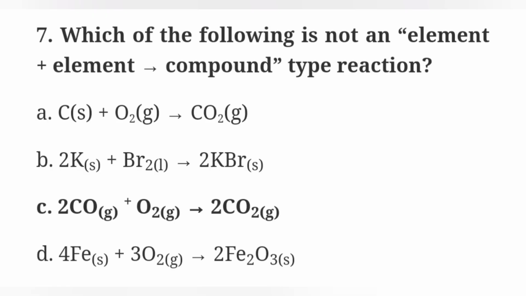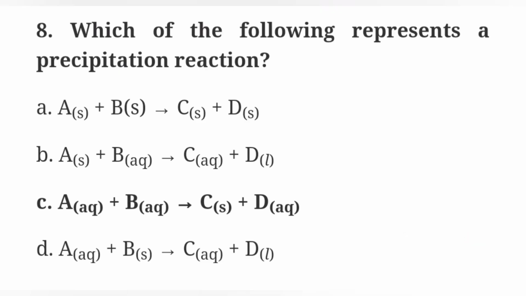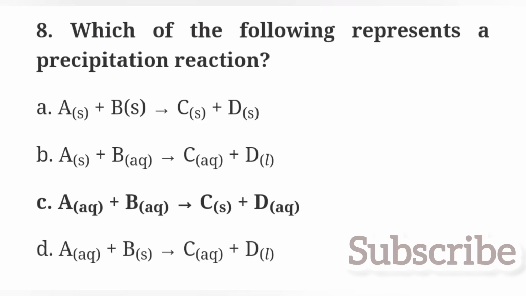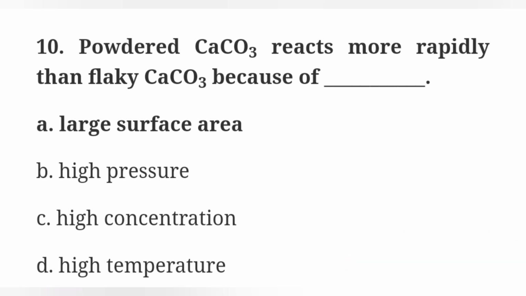Seventh one, which of the following is not an element plus element compound type reaction? Option C answer. Eighth one, which of the following represent a precipitation reaction? Option C answer. Tenth one, powdered CaCO3 reacts more rapidly than flaky CaCO3 because of dash, a large surface area. Option A answer, large surface area.